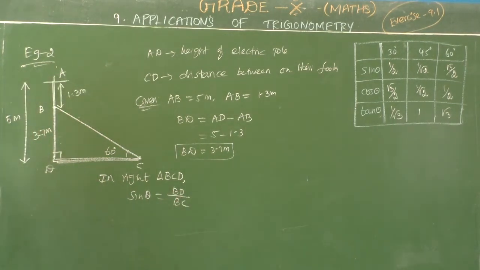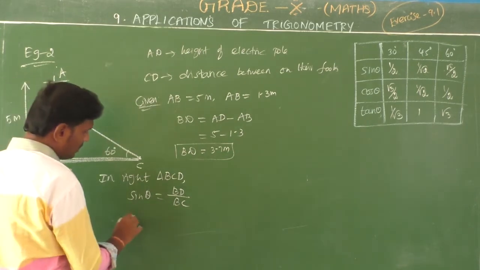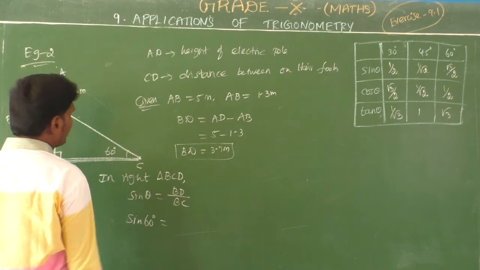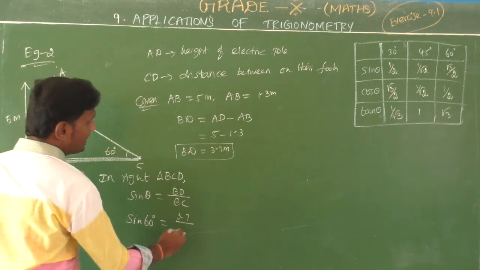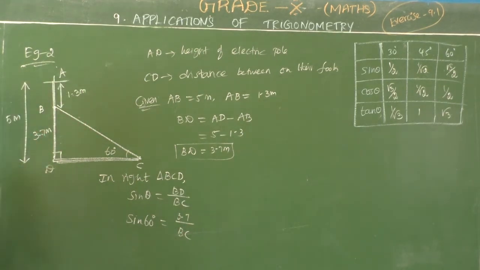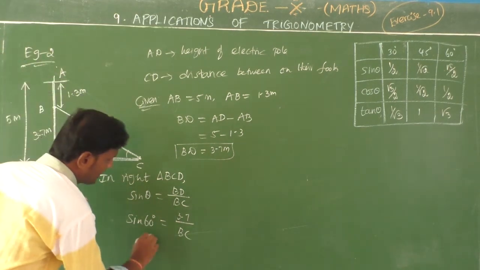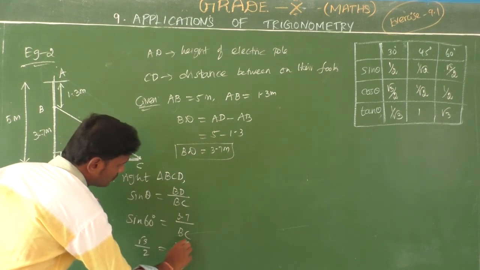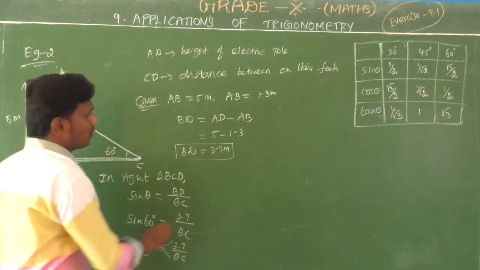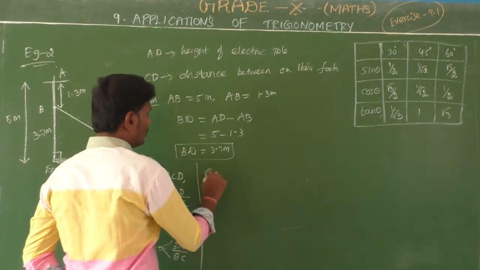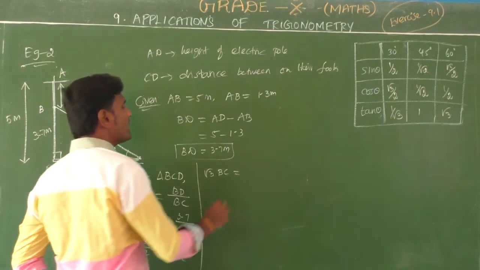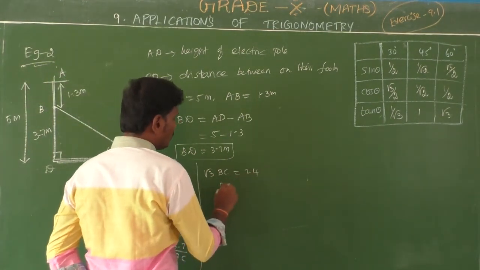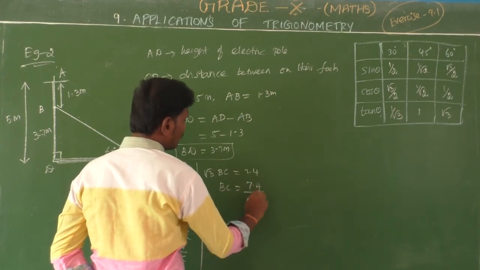Okay, now you have the value of theta is 60 degree. Now sin 60 degree is equal to BD, 3.7, divided by BC, which you don't know. Do you know the value of sin 60? Look at the table and say what is that? Root 3 by 2. So root 3 by 2 equals 3.7 by BC. Now I am going to take cross multiplication. Root 3 BC is equal to 3.7 into 2, that will come 7.4. So BC only I need, that means 7.4 by root 3.